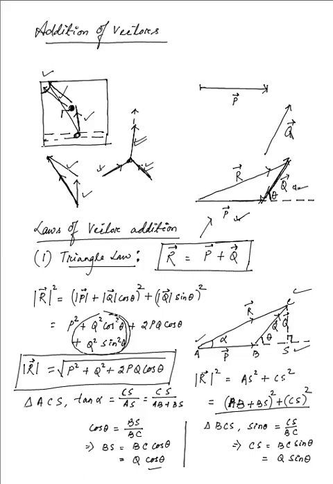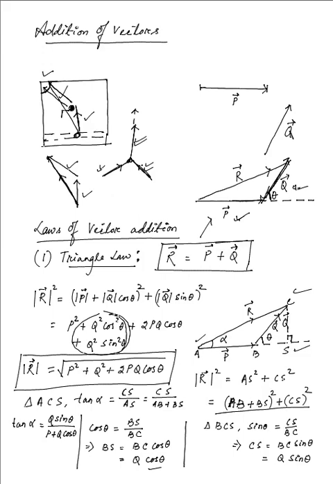So I have tan alpha equal to CS. Now we have obtained CS, that is equal to Q sine theta, divided by AB, which is just P, while BS is equal to Q cos theta.